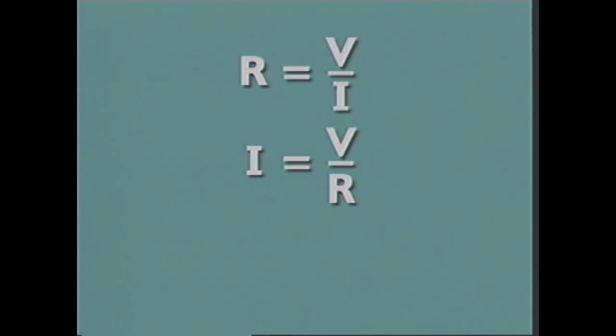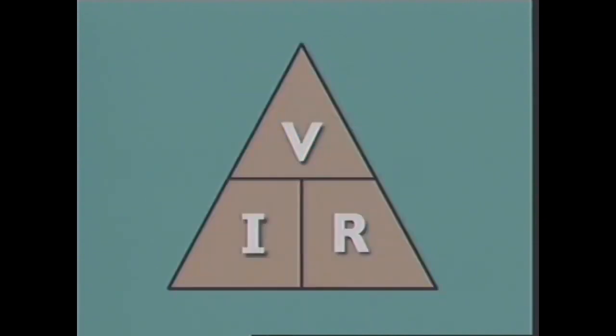Therefore, I equals V over R, and V equals I multiplied by R. This triangle is an easy way to remember them. R equals V over I, I equals V over R, and V equals I multiplied by R. With Ohm's law, as long as any 2 of the 3 quantities are known, the third can be calculated.